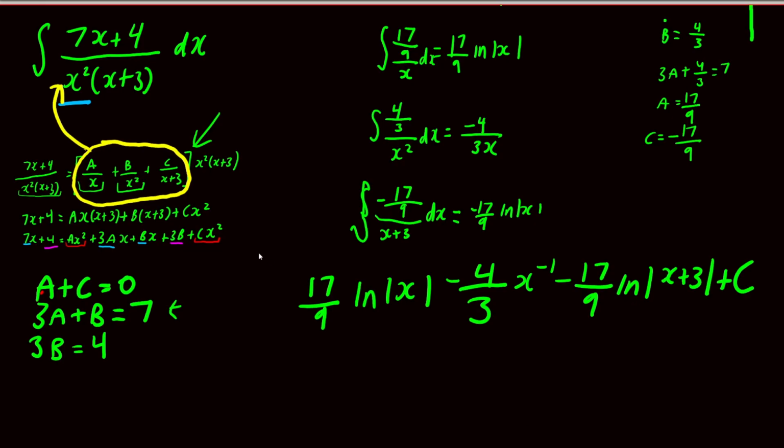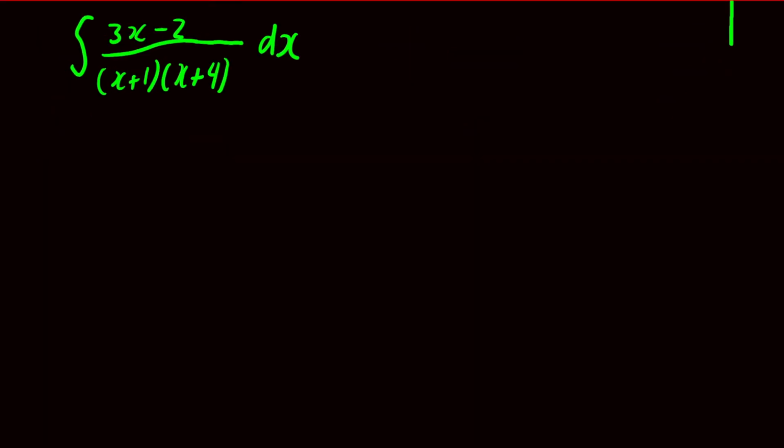Alright, so you guys see, even with repeated factors, that x squared, it's the same process. So you're going to be chilling during your test. Alright, next question. Again, we see these two terms multiplied in the bottom. We're going to have to do our decomposition.